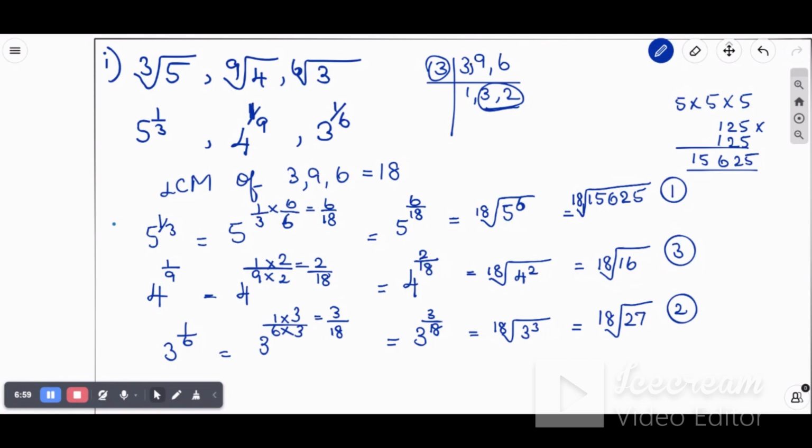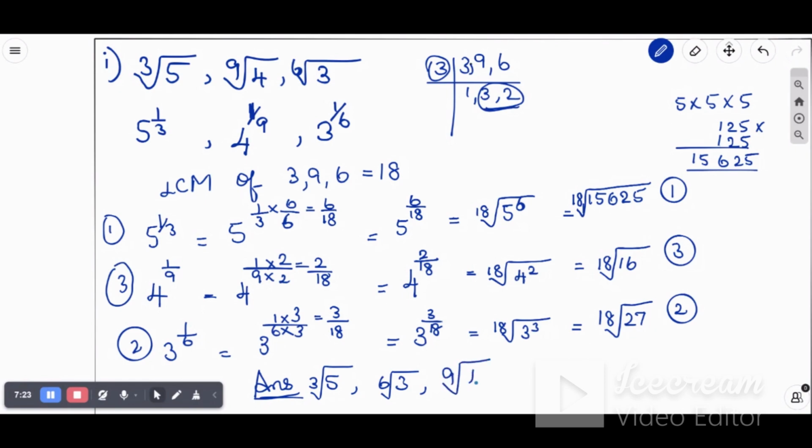So this is the first number, right? So your answer will be, you have to write the biggest number first. So write it 5 cube root of 5 as your biggest number. The second biggest is this number. So that will be 6th root of 3 is your second biggest number, and this is your third biggest number, which is the last number or the smallest number. So that will be 9th root of 4.